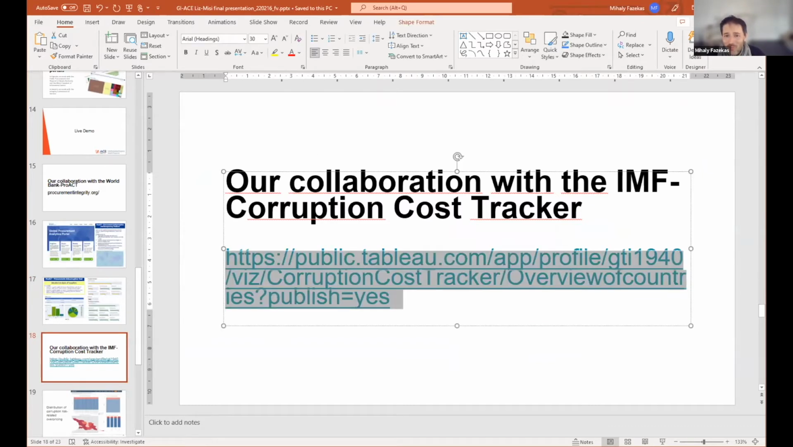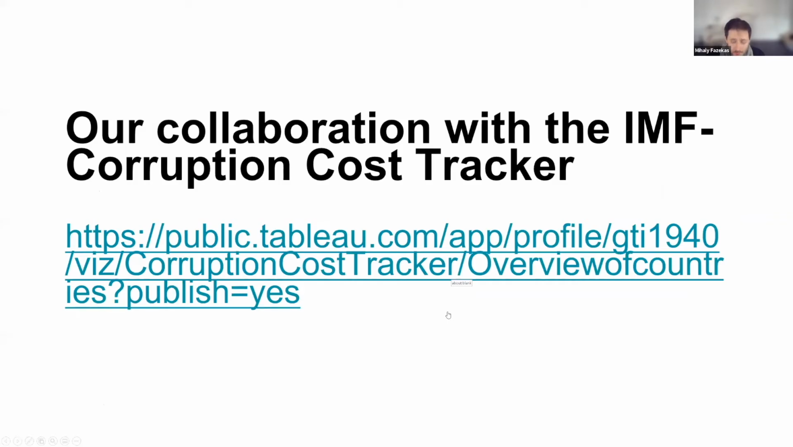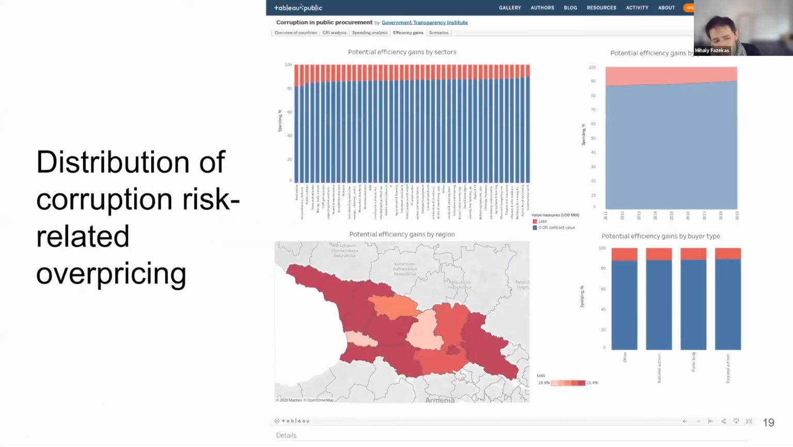So this is a tool we developed together with the IMF and directly with FCDO, the UK's FCDO, and this is the corruption cost tracker tool, which is much simpler than the others, but its focus is also a lot clearer. Here, the focus is on the distribution of risks of corruption in public procurement, and importantly, the impact those risks have on overpricing, so what we call potential efficiency gains from eliminating corruption risks.